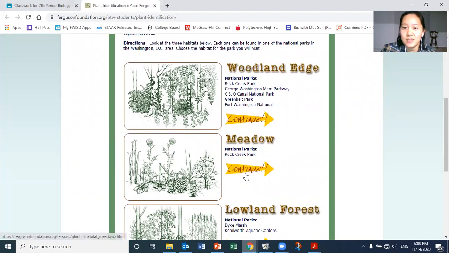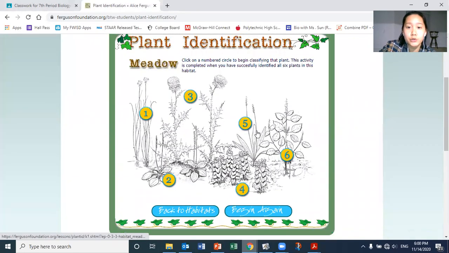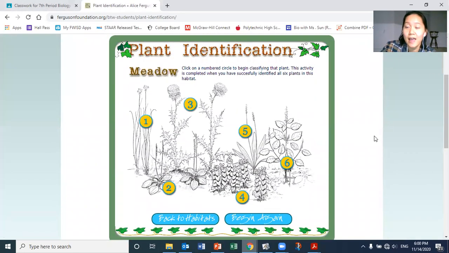So you can pick this one if you want to. I'm going to show you a demo and go through it. You're going to be given a bunch of plants, and when you have these plants, you're going to be able to identify them using dichotomous keys. You don't have to read the dichotomous keys in the same setup that I just showed you, but you're actually going to click through.